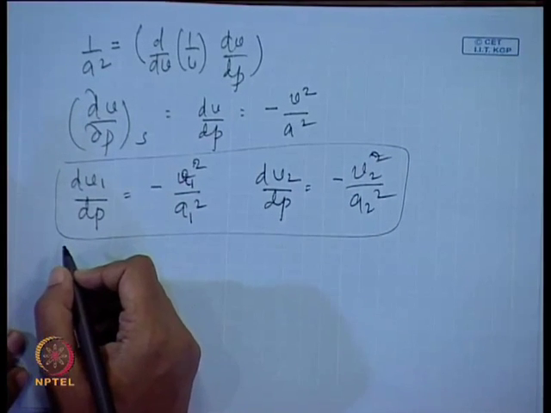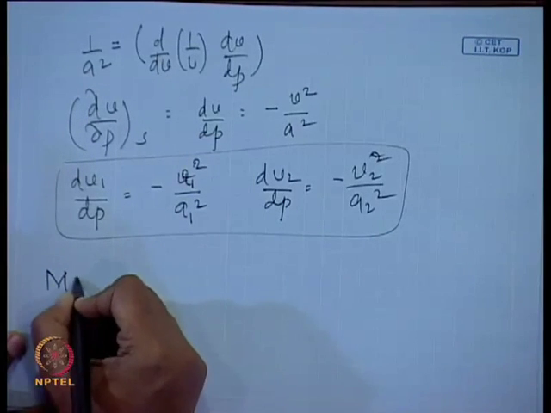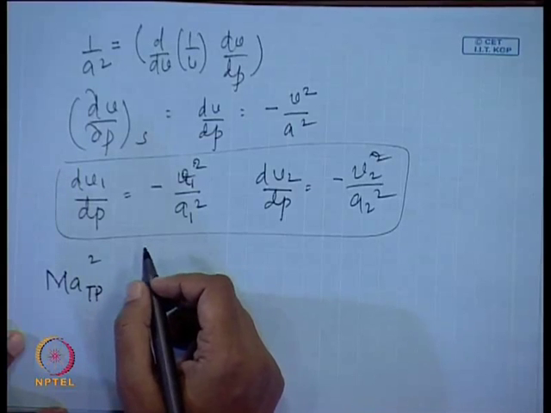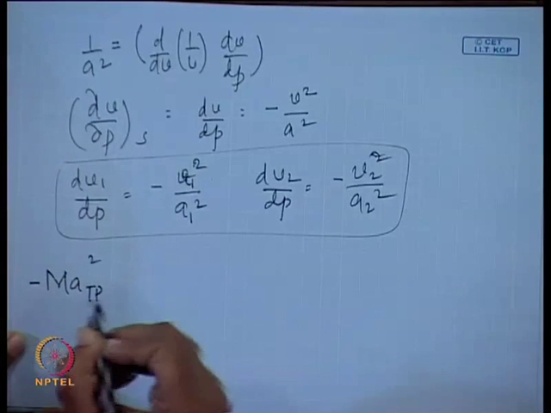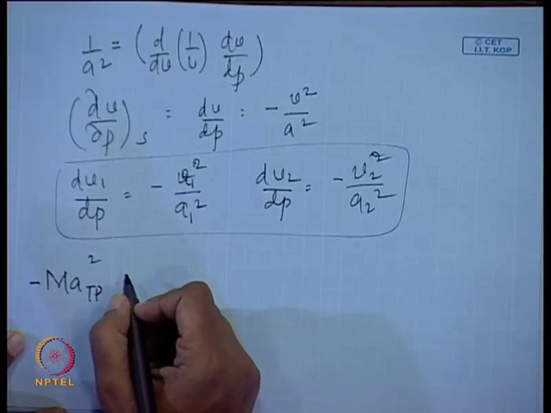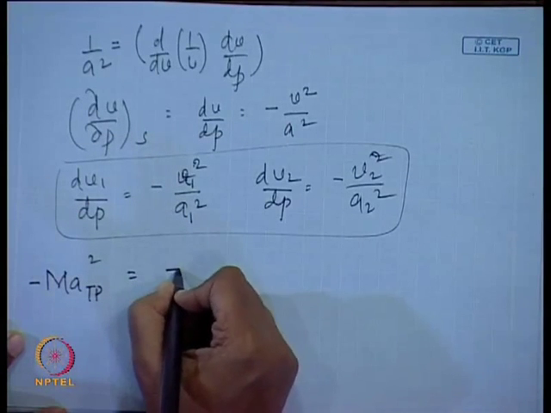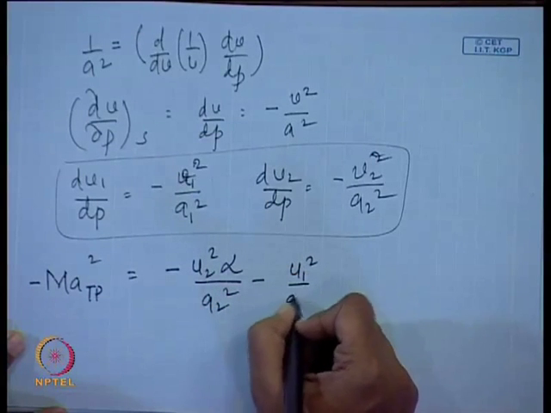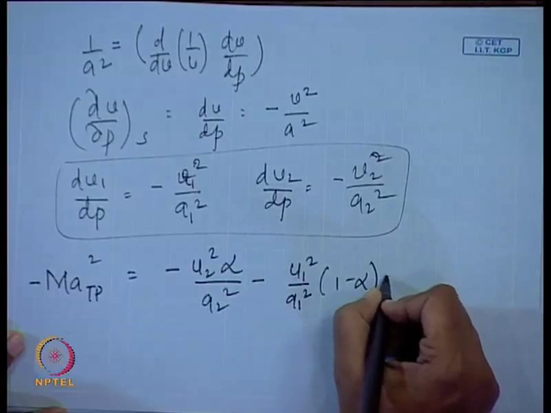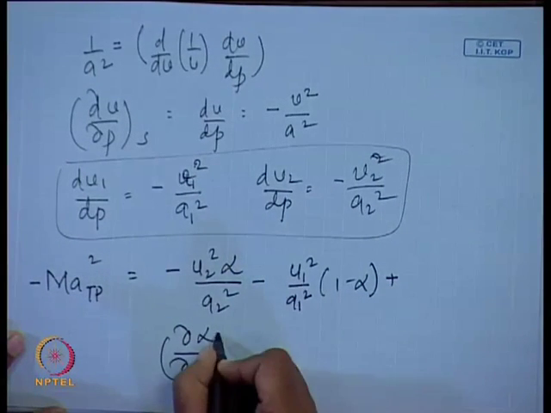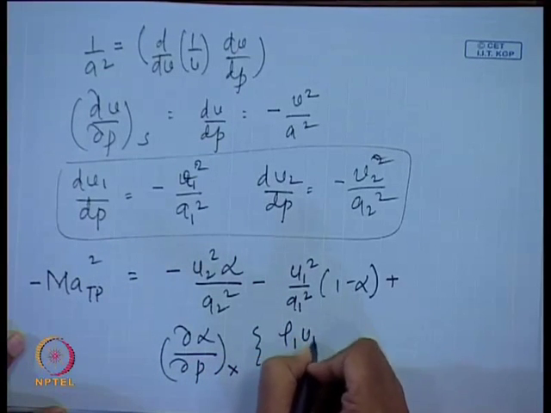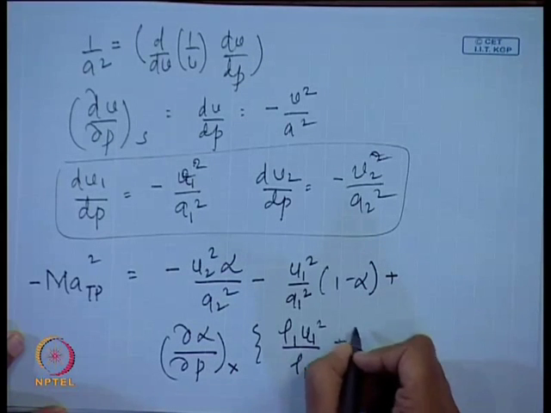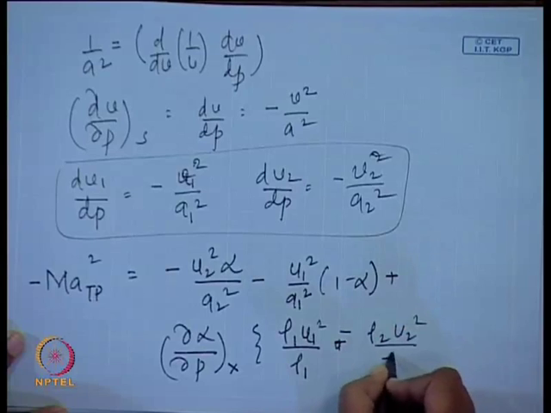Simply if you make the substitutions, we get the Mach number of the two phase flow. Just make the substitutions and tell me what we are going to get. If I put minus MATP square, then what are the things that I am going to get in this particular case? You just see whether you are getting these terms or not: minus u 1 square by a 1 square into 1 minus alpha plus del alpha del p at constant x rho 1 u 1 square by rho 1, plus this rho 1 means from V 1 I have made it 1 by rho 1, minus rho 2 U 2 square by rho 2.